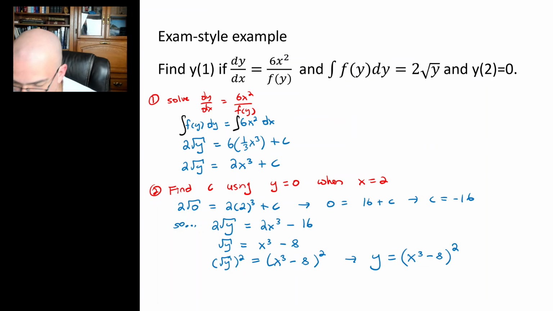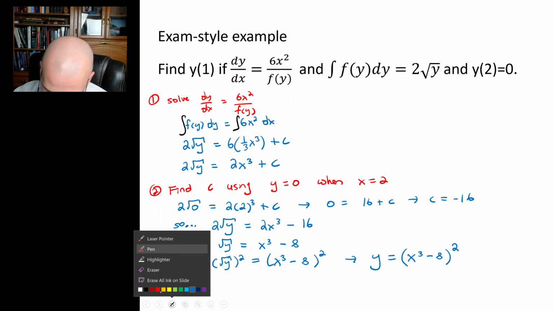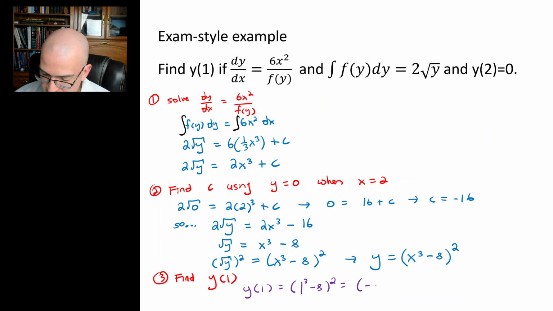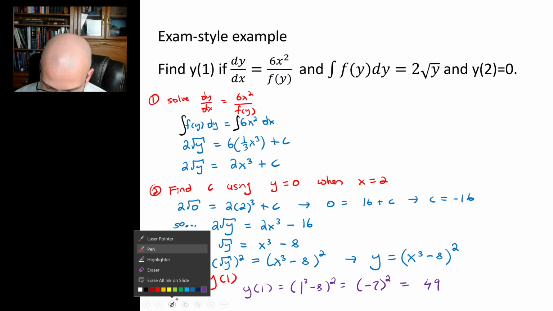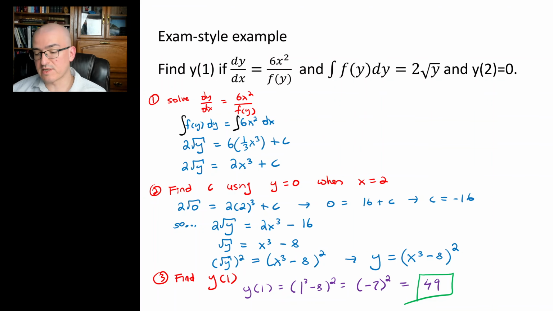Okay, and now we want to find y evaluated at 1. So y(1) is equal to (1 cubed minus 8) all squared. So we have (negative 7) all squared, which is 49. There's our answer. So a lot nicer than some of the other problems we're working on. The challenge is largely about decoding what the question is asking us to do.